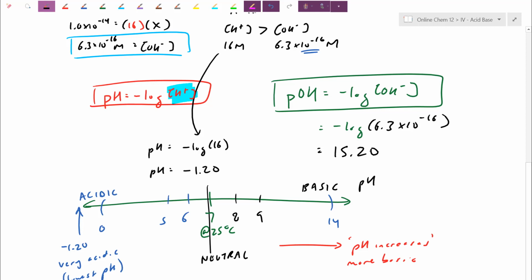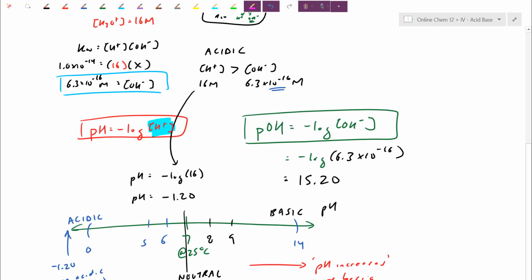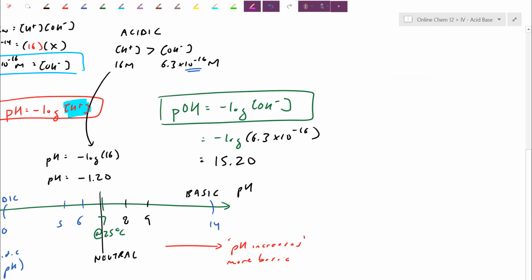It's still a very, very low concentration of OH minus, but the pOH is actually 15.20. If we match up on a pH scale here, it would still match up to a pH of negative 1.27. I just want to show you mathematically why this logarithm helps. Let's go into a little bit of detail, just as a quick aside.